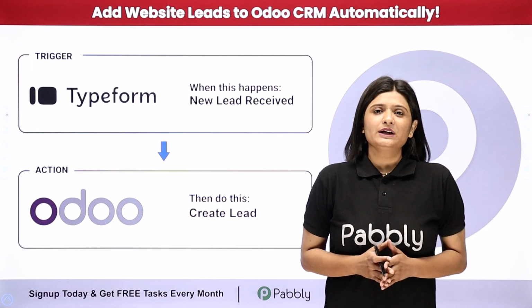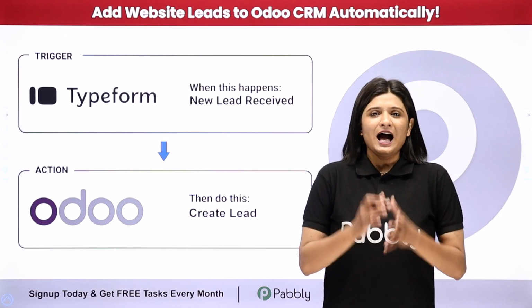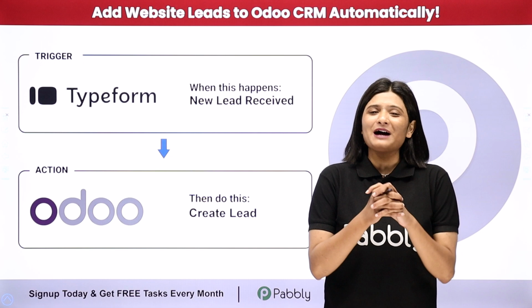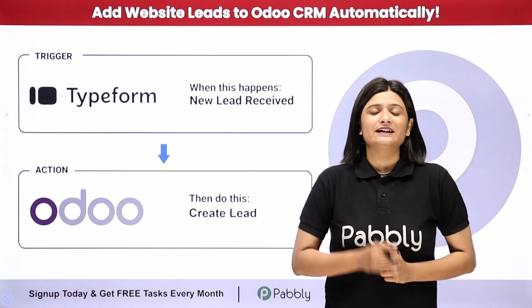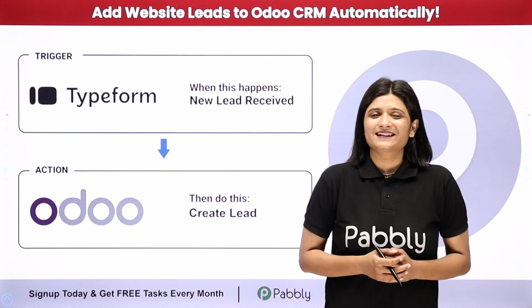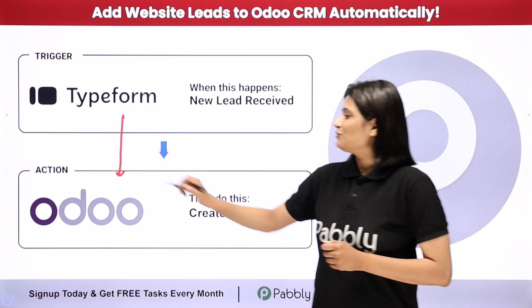Now doing this manually will consume a lot of my time, so I've completely automated this process, and to do this automation I'm going to use Pabbly Connect. So Pabbly Connect is an amazing automation and integration software which requires no coding or programming skills. Here I just need to build a connection between this Typeform and Odoo.